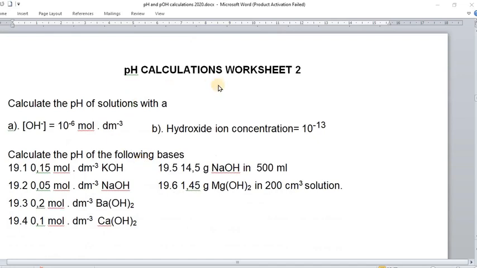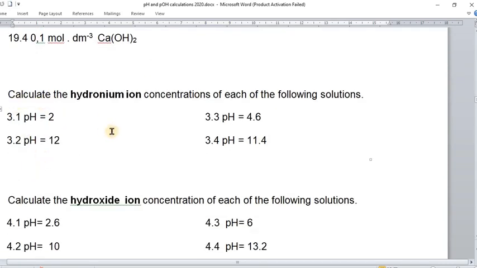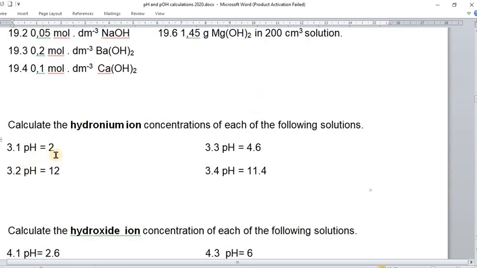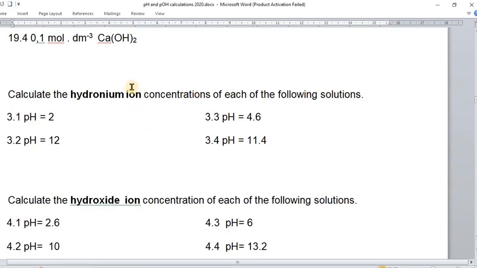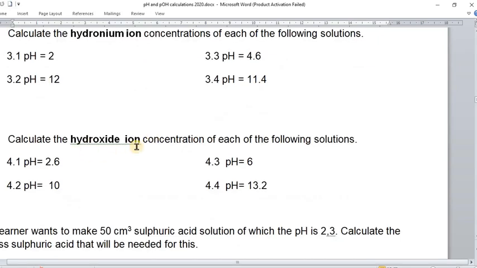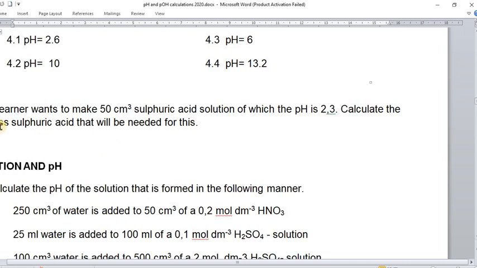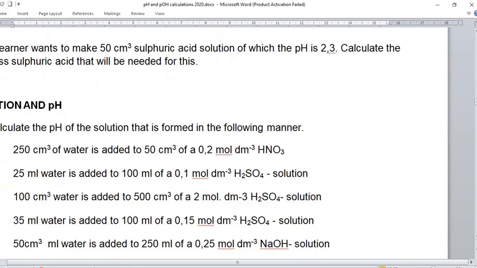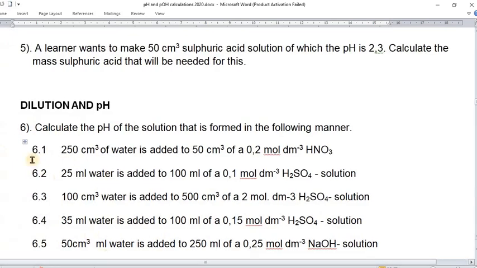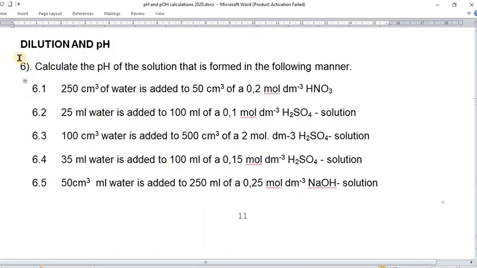Now, another worksheet, I would like you to work this one also. Work yourself into this. So here, where the pH has been given to you, you are calculating the hydronium ion, or the hydroxide ion. Right. You continue here by working with the dilution method that we did, right? Here I provide you a number of examples for you to master it.